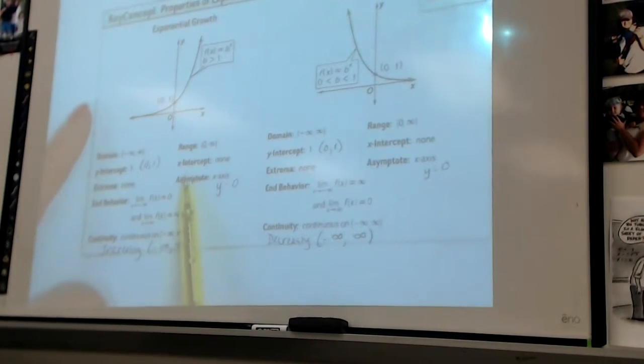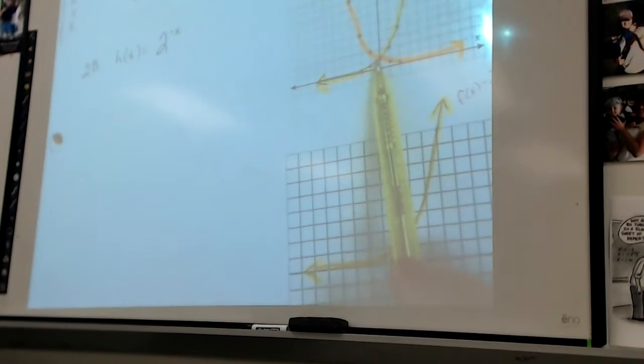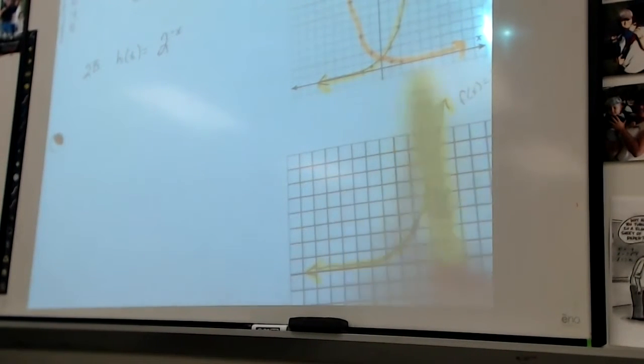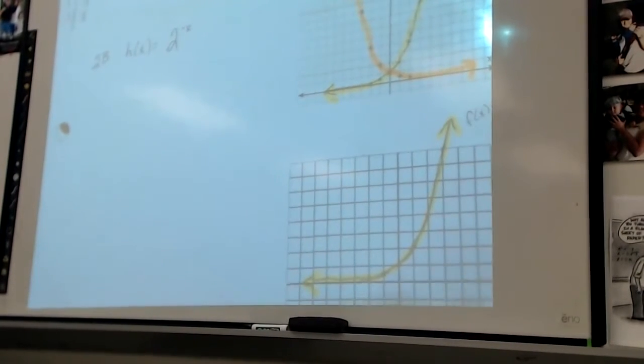All right, what about, well, let's just go back over here just a minute. What about the y-intercept? All right, there's still no x-intercepts. What about the asymptote? No. What about end behavior? Yes, the end behavior flip-flopped.